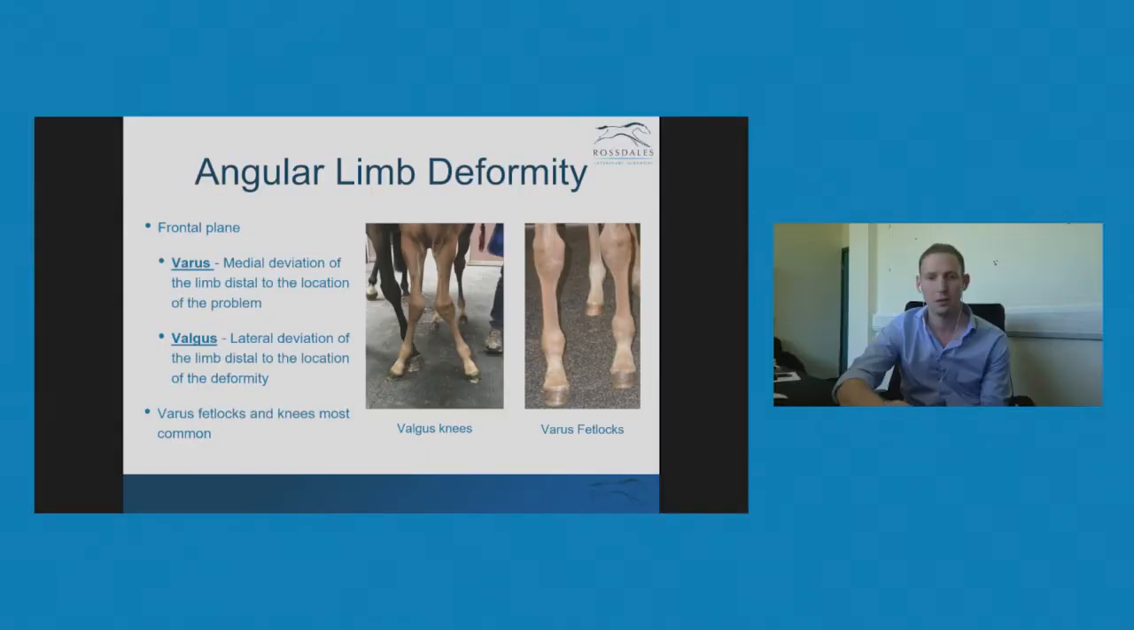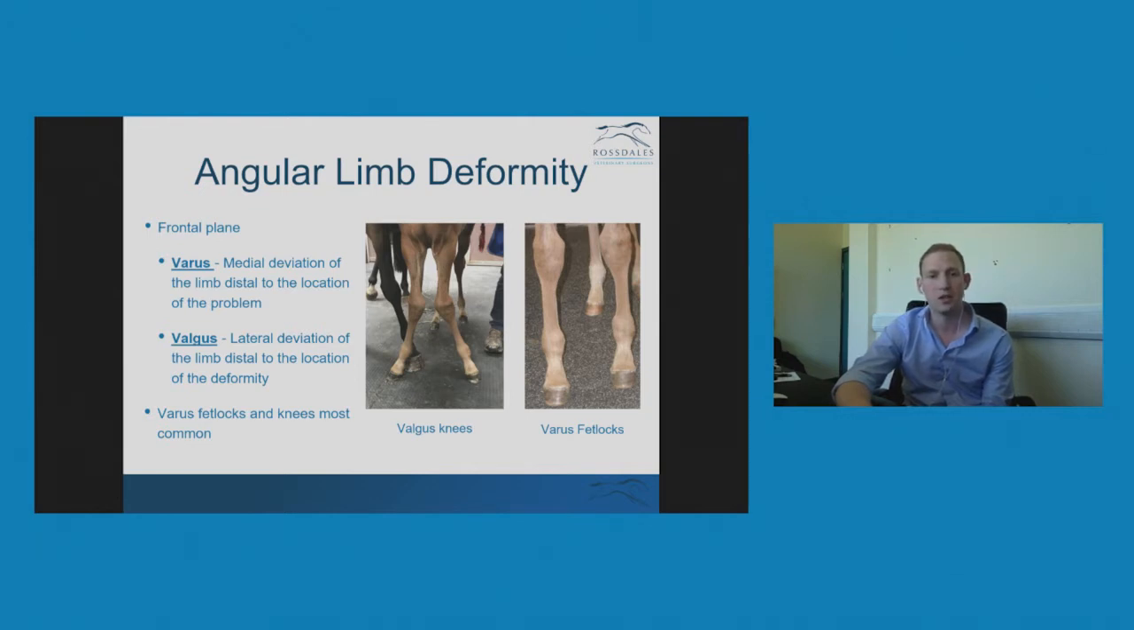So these differ from angular limb deformities, which is what the focus of this talk is going to be about. Angular limb deformities are more in the frontal plane, so side to side when looking at the horse from the front or the back. And we talk about a varus deformity, or, I actually don't really like the word deformity. A lot of these would be not too severe, ranging in severity, and so it's almost better to refer to them as a deviation in my mind.